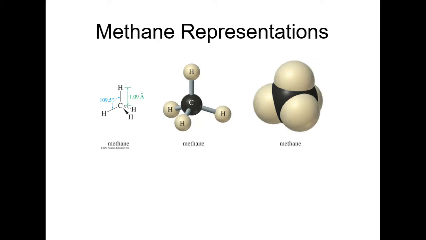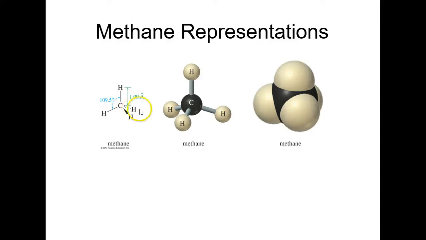All right, this is how we represent methane. We're going to start talking about the conformation of these molecules in the second half of this chapter. We've talked about this: methane is tetrahedral in shape, 109.5 degrees. They even gave you a bond length.